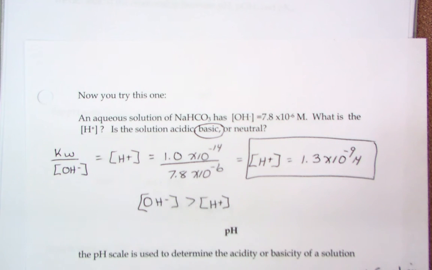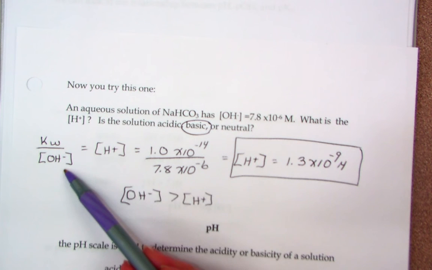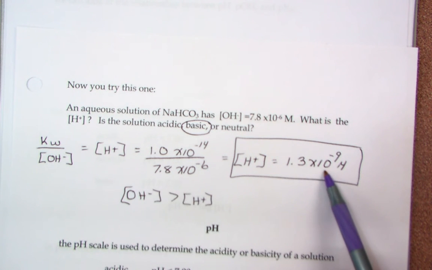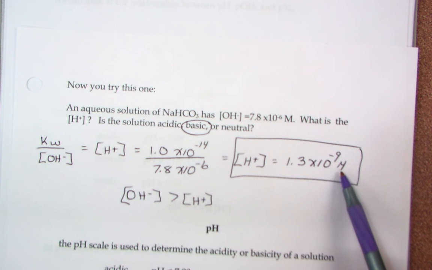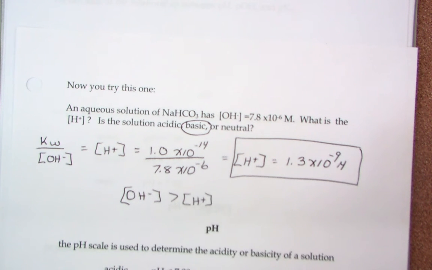Okay, so if we look at this one, we can see that we're given information about the hydroxide. We need to calculate the hydrogen ion concentration. Kw divided by hydroxide is the hydrogen concentration, which is 1.3 times 10 to the negative 9th molar. This is smaller than the hydroxide concentration, so the solution is basic.